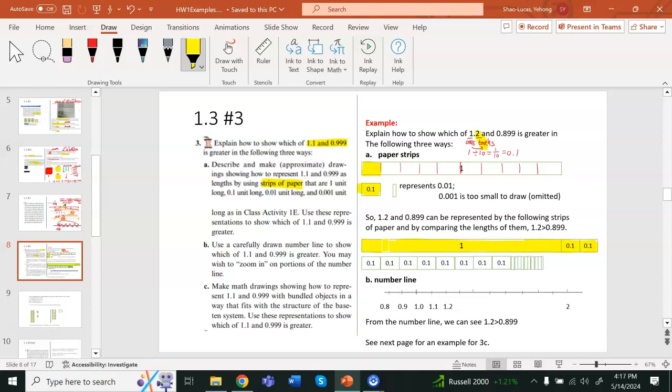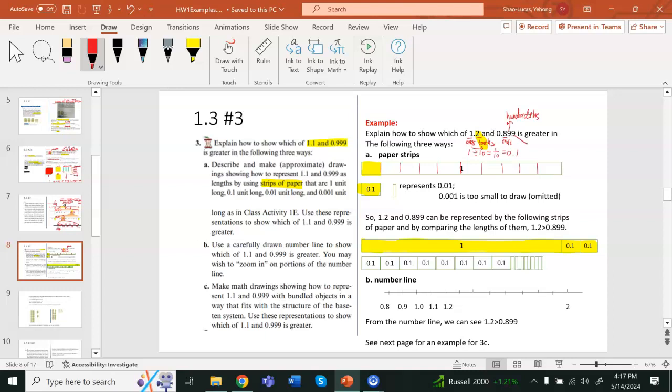Now, next we're going to use paper strips to represent 0.899. So that 8 is 8/10, and 9 is, I'm going to put it up there because I don't have space down here, the hundredths.